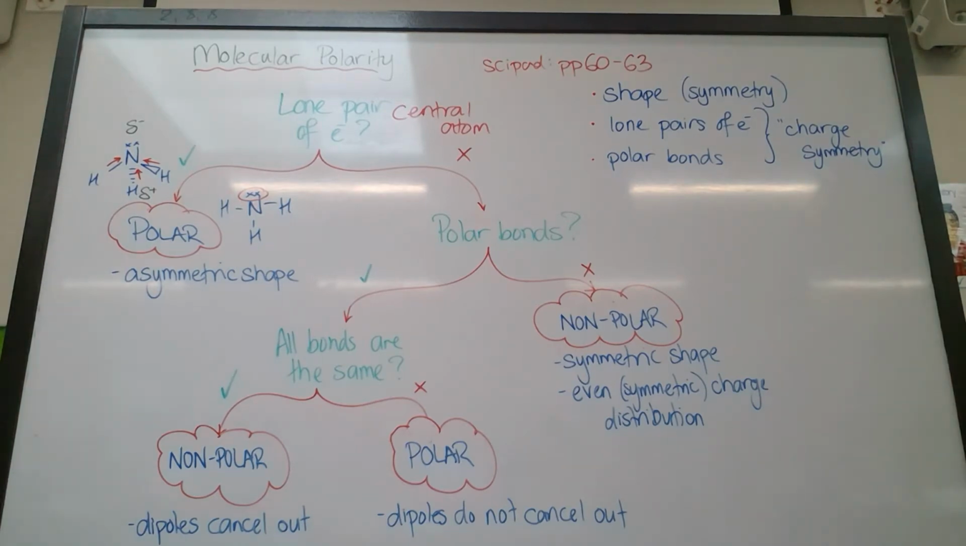So these ones are probably the easiest. If you see a lone pair of electrons around the central atom, it has an asymmetric shape, it has to be polar. No ifs, buts, or maybes. To explain that, we need to then talk about the dipoles not cancelling out, and therefore where the slightly negative and the slightly positive sides of the molecule would be.